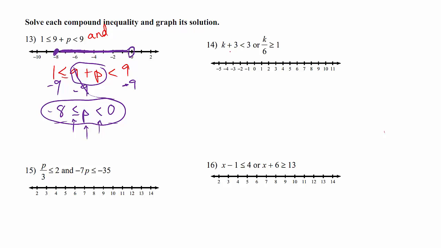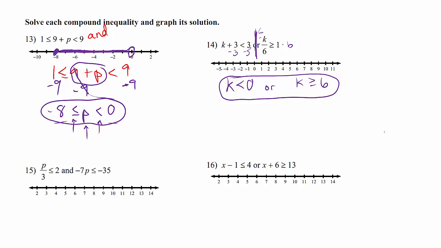So I'm going to solve these separately. Think of this like it's dividing this into two problems. I need to subtract 3 to solve the first one: k is less than 0. We're going to multiply by 6 in the second one because we've got a fraction that we want to get rid of. So we get k is greater than or equal to 6. Neither of those did anything that would make me flip an inequality. So our solution is k is less than 0 or k is greater than or equal to 6.